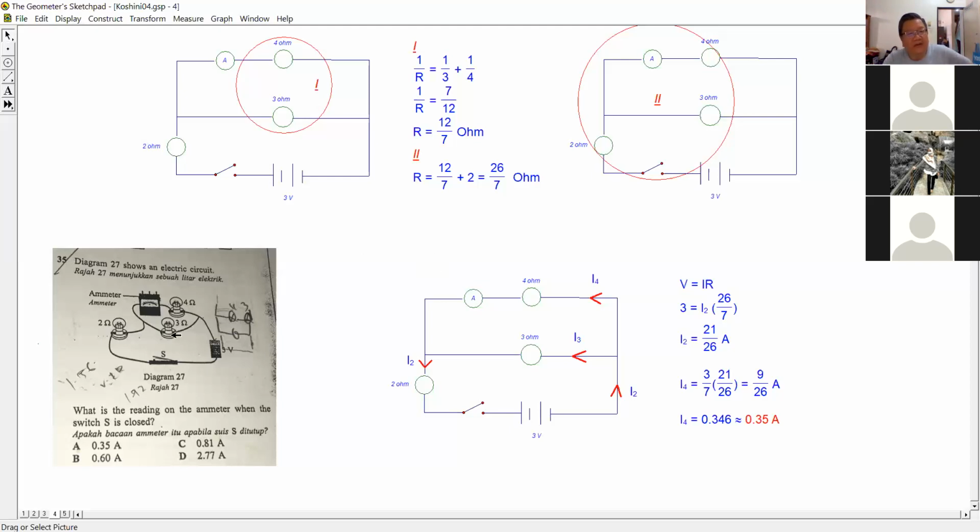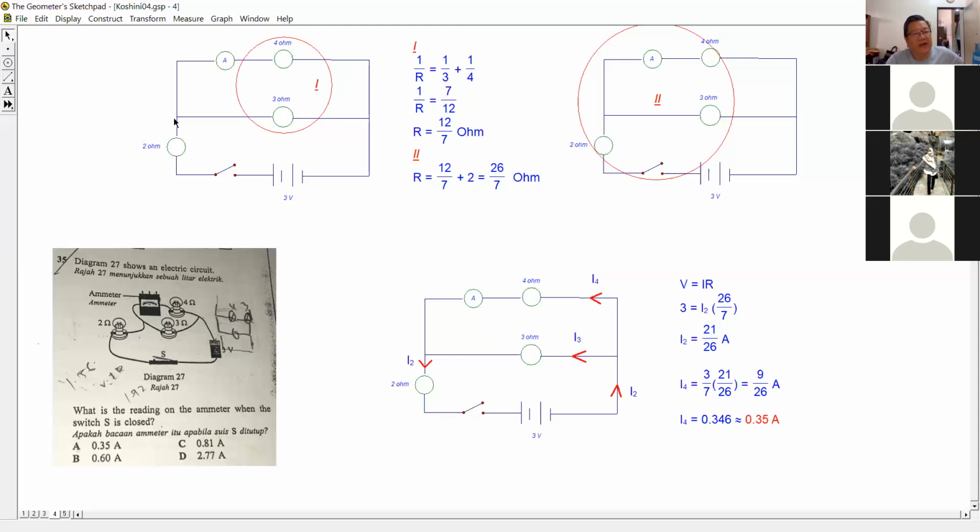Okay, right. Now, first of all, I try to find the combined resistance of these two parallel resistors. These two parallel ones, I circle them and treat them as one effective resistance. How to treat them as an effective resistance? You use this formula: 1 over R equals 1 over 3 plus 1 over 4. So finally, 1 over R is 7 over 12, so the combined resistance, the effective resistance of these two, is 12 over 7 ohms.